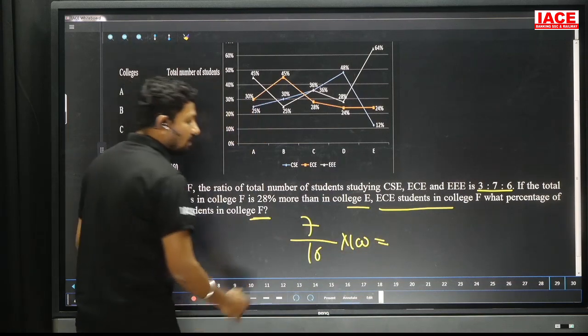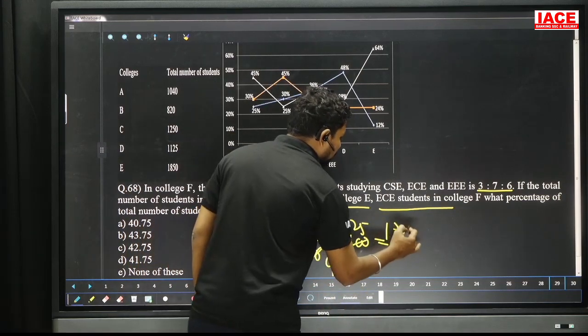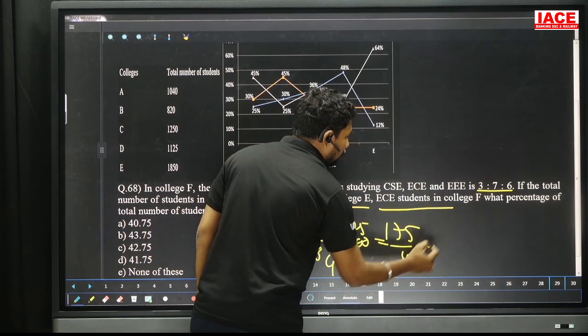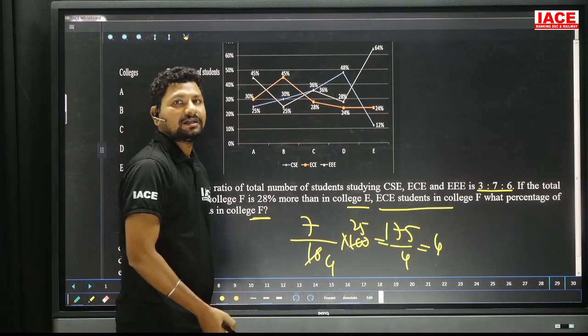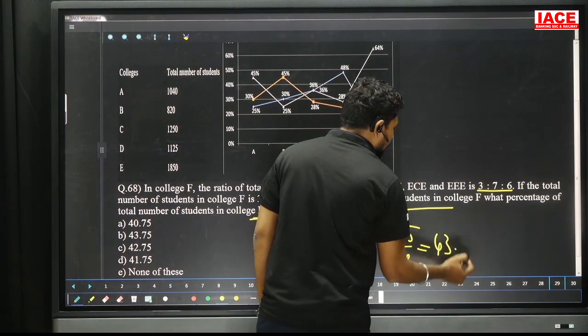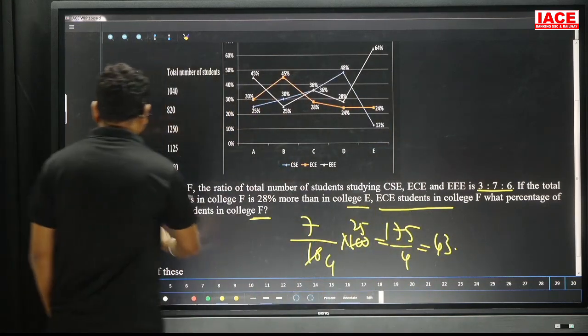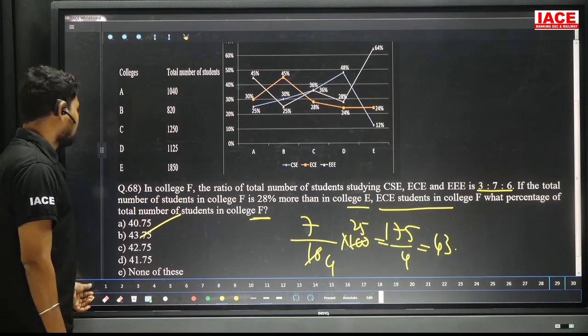So cancel the numbers. 4 4s are 16 and 4 25s are 100. 25 7s are 175 by 4. And 4 4s are 16, remaining is 15. 4 3s are 12, remaining is 3. And 4, it is 43 point. The answer is 43.75. Okay, move to the next example.